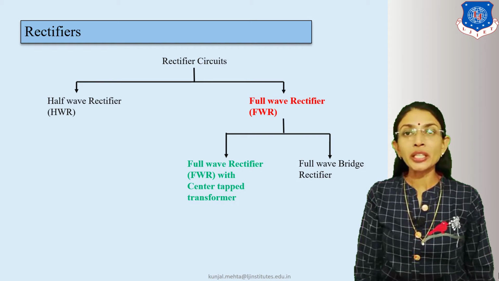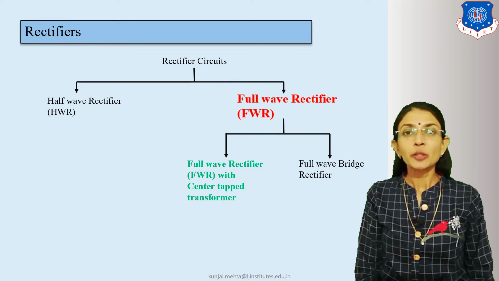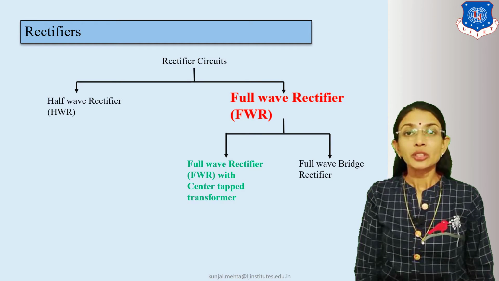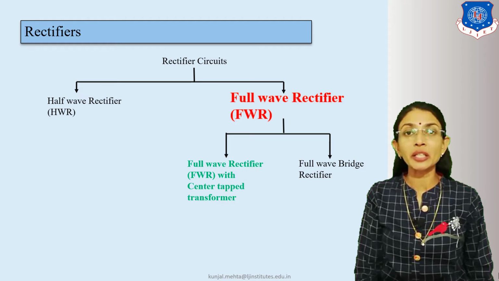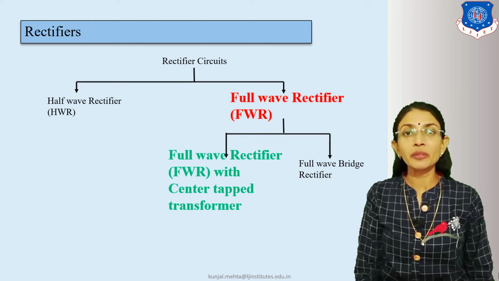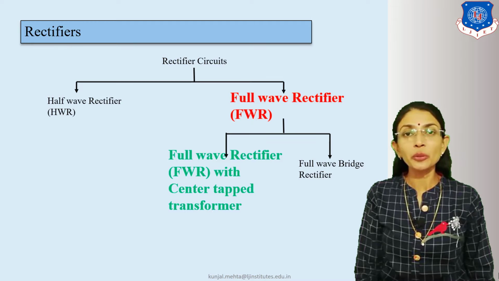There are two main types of rectifiers. One is the half wave rectifier and another is the full wave rectifier. The full wave rectifier is again divided into two main types. The first one is the full wave rectifier with center tap transformer, and the second one is the bridge rectifier. In this lecture, I am going to explain the full wave rectifier with center tap transformer in detail.